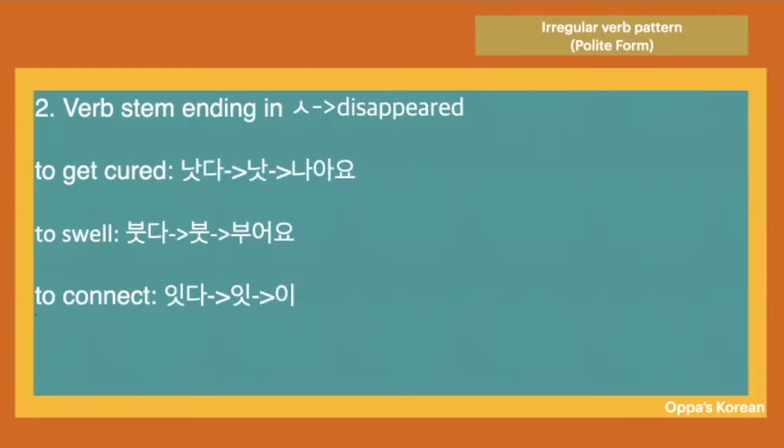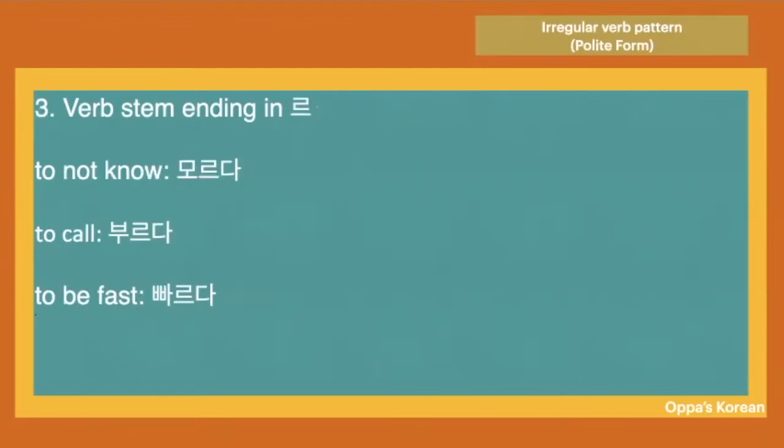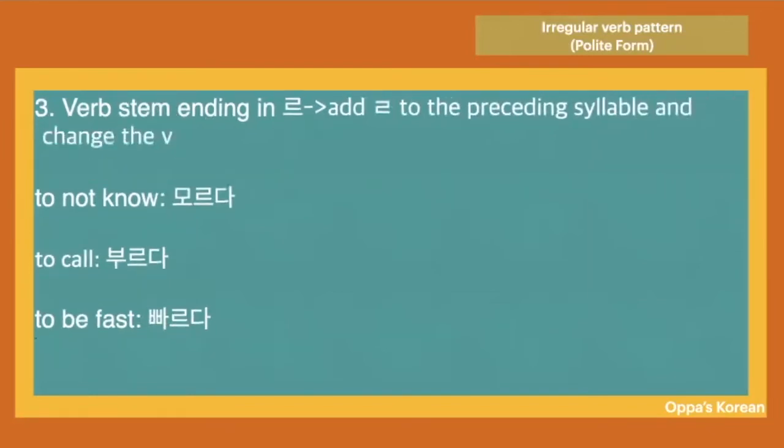이, the vowel is not a or o, so 이어요. Now the third pattern. In this pattern, you add one more layer to the preceding syllable and change the vowel. Let me show you examples.